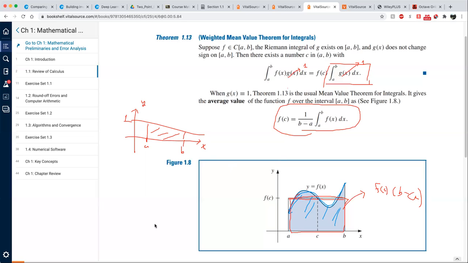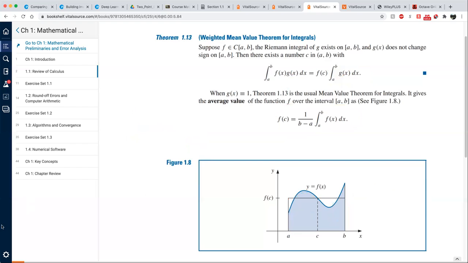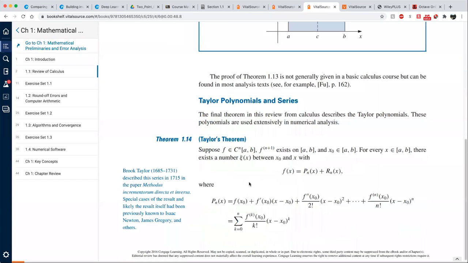Okay, so now next one, the Taylor theorem. This is also important. So f is C^n. What does C^n mean? It means the function is continuous up to the nth derivative. So f is continuous, the first derivative of f is continuous, the second derivative is continuous, the third derivative, up to the nth derivative of f is continuous on the closed interval [a, b]. That's the meaning of C^n.